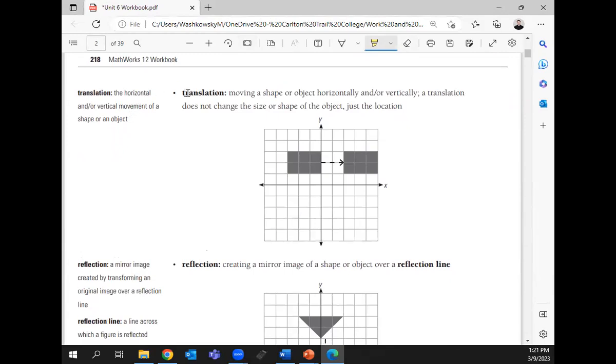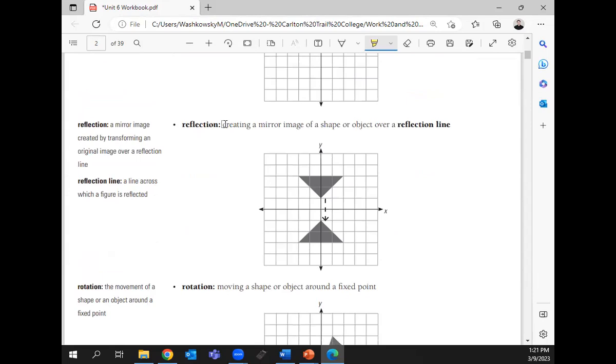We have translations. So we know translation is you're moving an object horizontally or vertically. The only thing that changes is the location. That's exactly what we've just done. We know what a reflection is. That's when you create a mirror image.